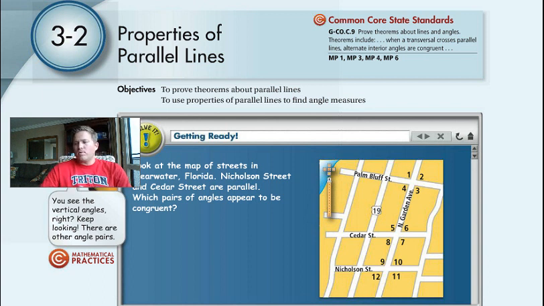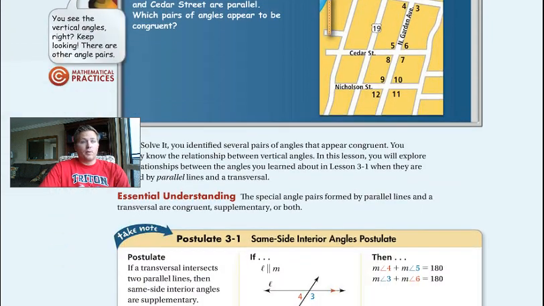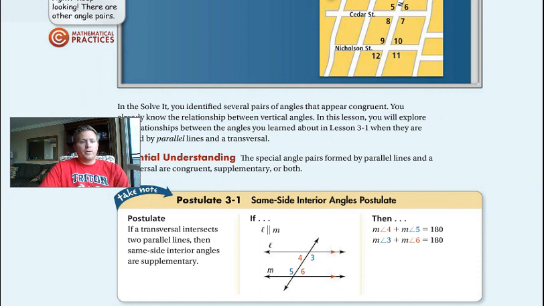Alright, welcome. So we have 3.2. We are going to be looking at properties of parallel lines. Our objective is to prove theorems about parallel lines and use properties of parallel lines to find angle measures. We're going to be using a lot of the vocab from 3.1 in order to know the new relationships that we have with parallel lines.